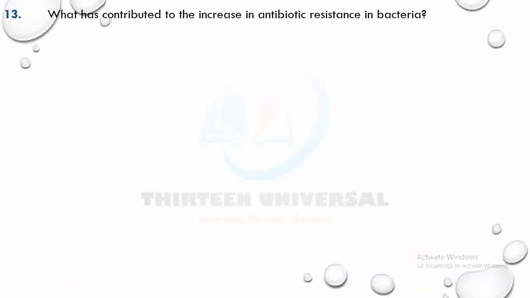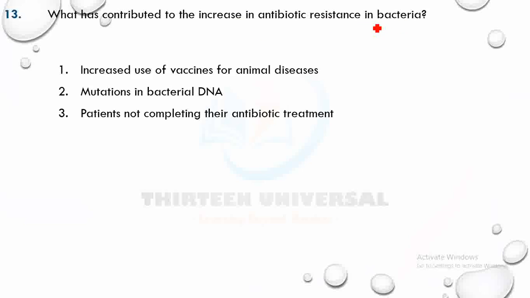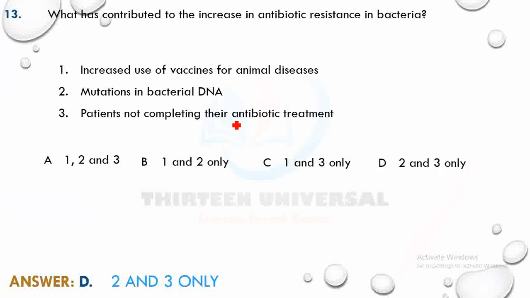Let's go to the next question quickly. What has contributed to the increase in antibiotic resistance in bacteria? Increased use of vaccines for animal disease, mutations in bacterial DNA, patients not completing the antibiotics. I wanted to check the options. There's a problem with the slideshow. Look at it now, the answer says D. Let's see why it is D. Increased use of vaccines for animal disease: vaccines have nothing to do with antibiotics. Mutations in bacteria, yes. Patients not completing the antibiotic treatment, yes. So these two are the answers.